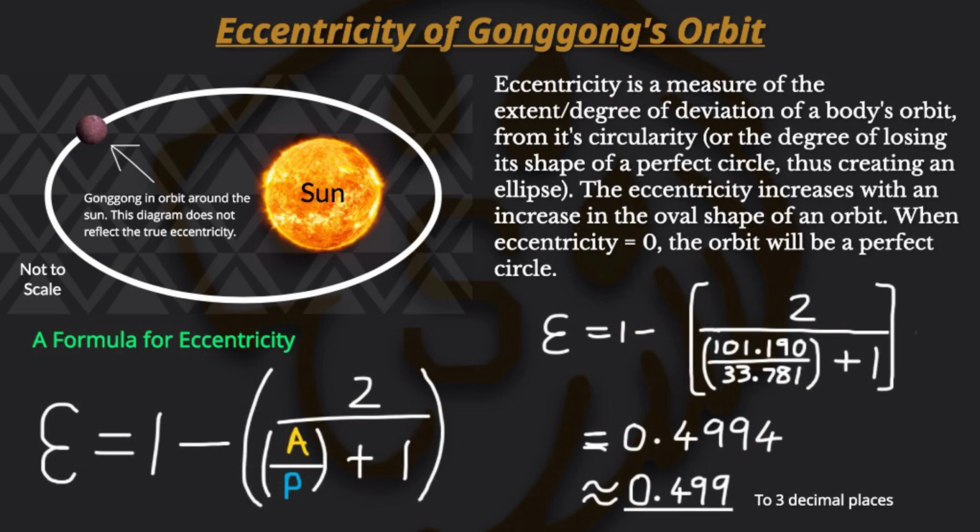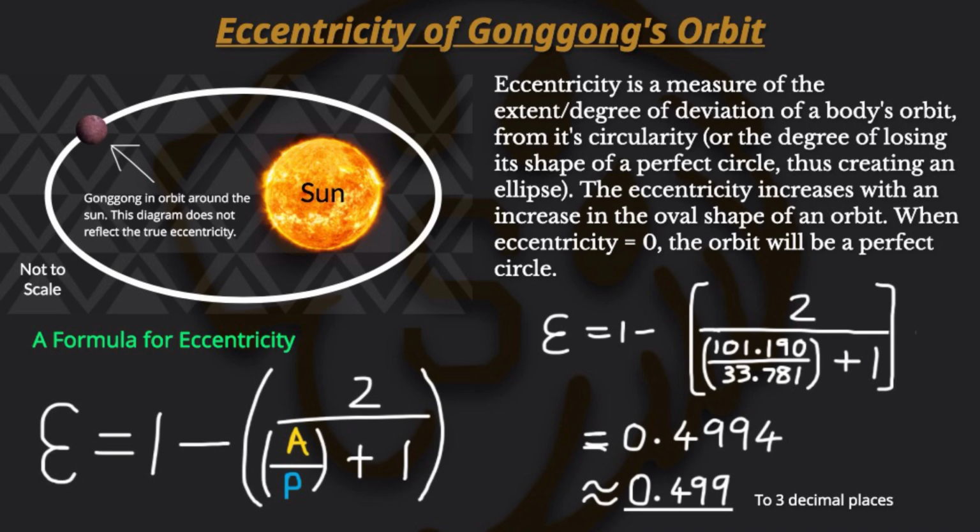Okay, so now move on to the eccentricity of Gonggong's orbit. As you know, the orbit is the imaginary pathway that the planet moves in as it goes around the star. In our solar system, the sun is the star that planets orbit. So we have that formula that we use to find the degree of eccentricity, which is the measure of the degree of deviation of a body's orbit from its circularity. Which means it moves from being a circle, and then it bulges out to form an oval shape, as you can see in that side note at the top there.